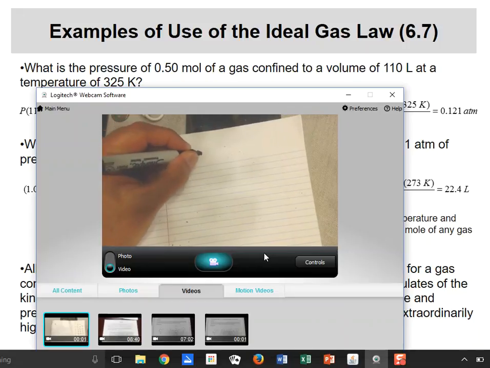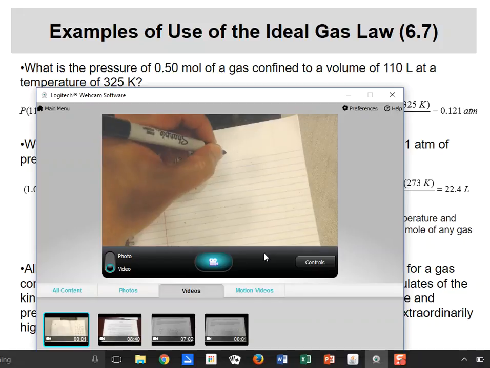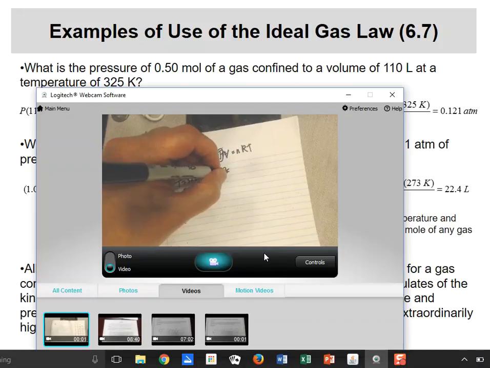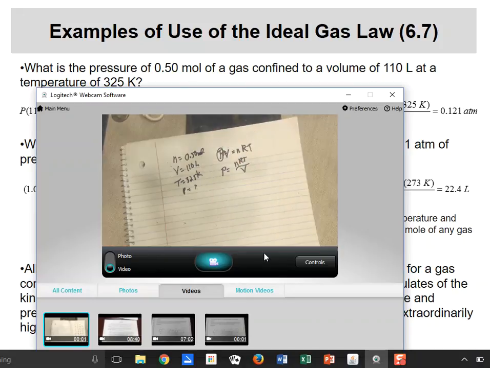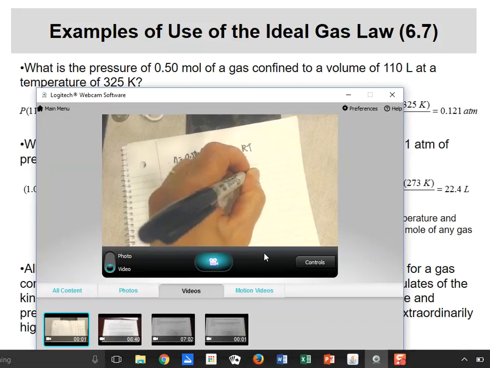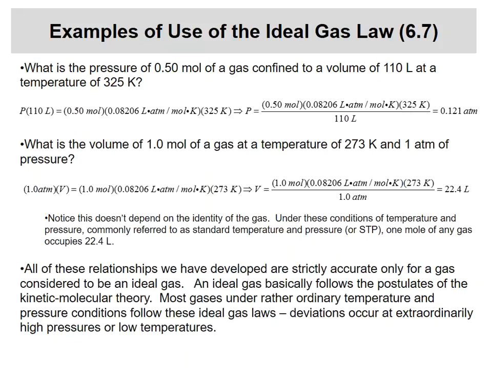is half a mole. My volume is 110 liters. My temperature is 325 Kelvin. And we want to know what's the pressure going to be. So this is what we're after. So my pressure times volume equals my number of moles times R times T. So my pressure now, right here, is just equal to NRT over V. So all I can do is plug in my half a mole for number of moles. My R is 0.08206. Like that. And multiply by temperature, which is 325 Kelvin, and divide by V. And so it works out pretty well.